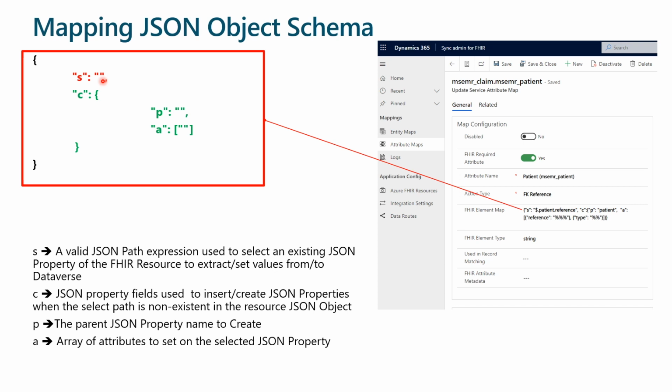S represents a valid JSON path expression. It is used to select an existing JSON property of the FHIR resource to extract or set values from or to Dataverse. C is the JSON property field to use to insert or create JSON properties. This creates a FHIR bundle field when it doesn't exist in FHIR. P is the parent object of the entry to create. A represents the array of parameters to use when creating C.